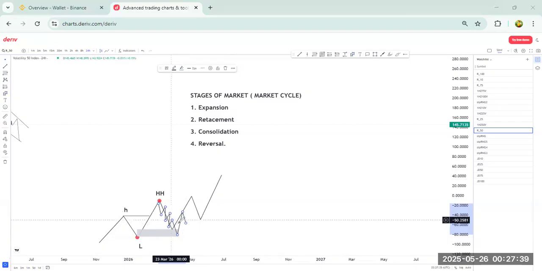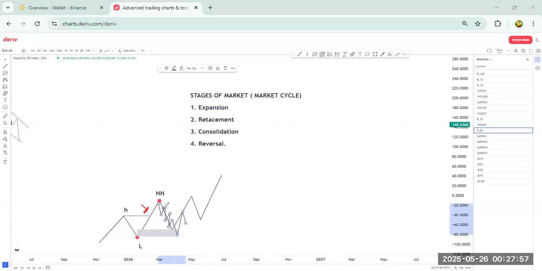If price comes back to retest that high, then you can take your buy position with your stop loss somewhere here, then target this high to be broken, right? So that it forms a new high for you. So this is the expansion phase.